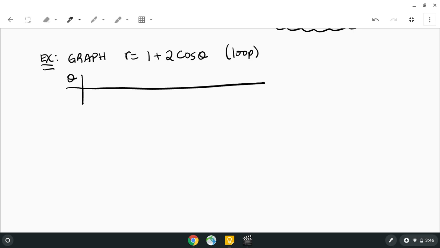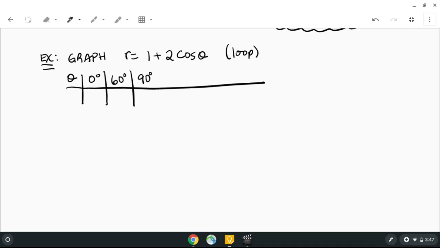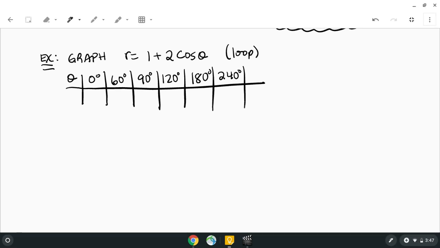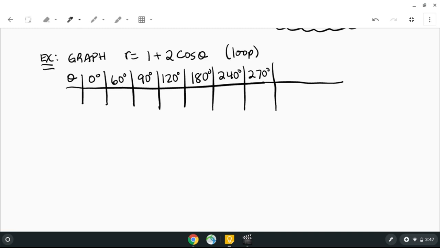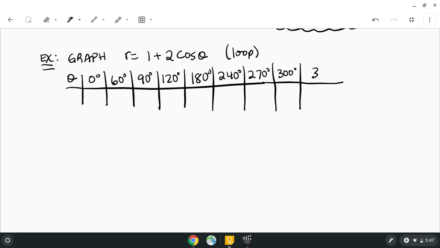Okay, and then I'm not going to use 30. I'm not going to use 45. I'll use 60. Okay, so 0, 60, 90, 120, 180, 240, 270, 300, and 360. And let's just kind of see what we get.